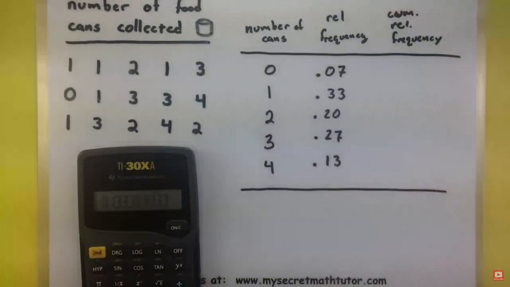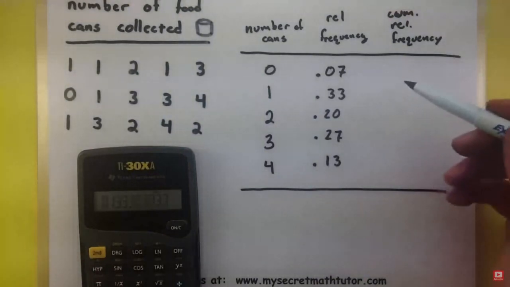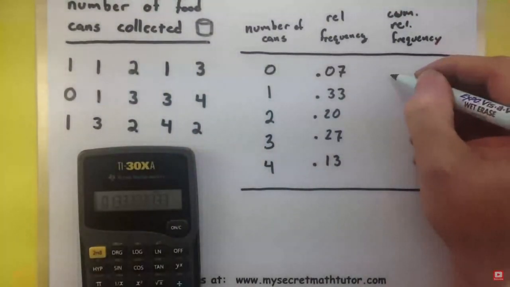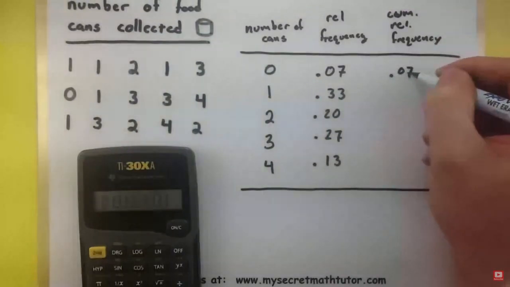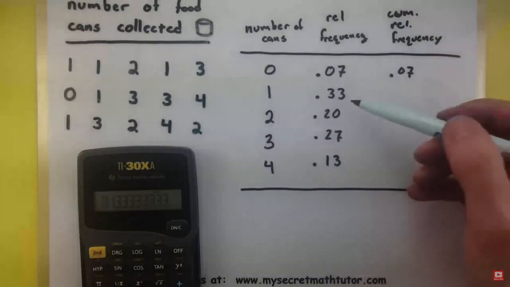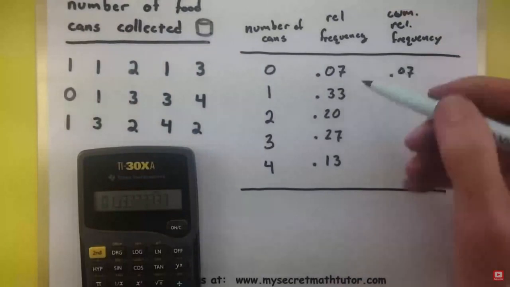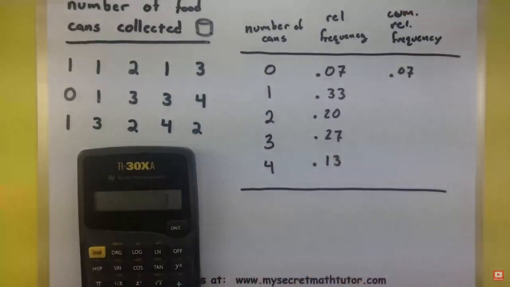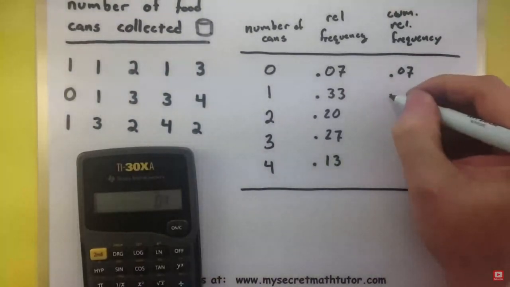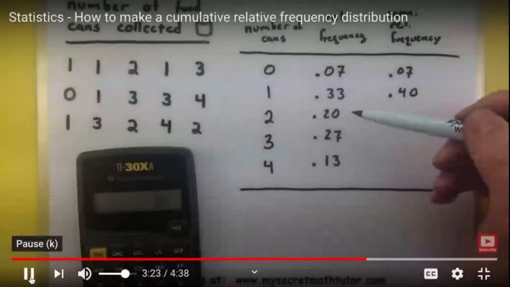All right, so now that we have all of our relative frequencies, the cumulative frequency will keep track of the total relative frequency up to this point, all right? So starting with 0, my total right now is just 0.07. For my next data value, I want the total relative frequency up to this point. So this would be 0.33 plus 0.07. So now my total is up to 0.4.